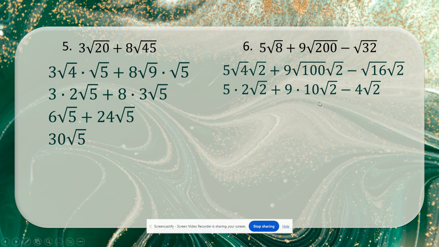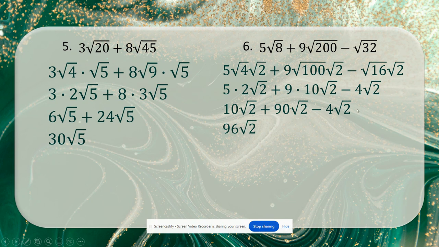Okay, so I'm going to do my multiplication step here. I'm going to get 10 root 2 plus 90 root 2 minus 4 root 2. And I have like terms here. Now remember, when I have multiple things to evaluate here, I can just work left to right, okay? So what that looks like here is, if we were to do another step, I would do 10 root 2 plus 90 root 2 first, and I would get 100 root 2, and then 100 root 2 minus 4 root 2 would give me 96 root 2, okay?